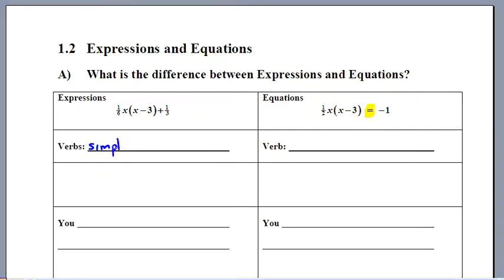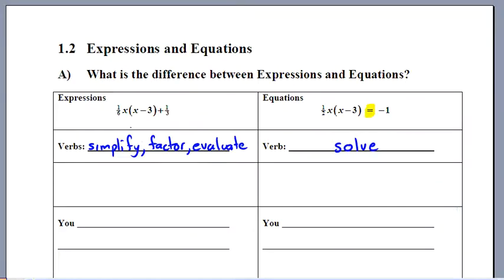People might say, let's simplify this expression. Or maybe the opposite, they might ask you to factor it. Or maybe we might be asked to evaluate it. Whereas over on the right, with an equation, the one action, the one verb, is to solve, to look for solutions.